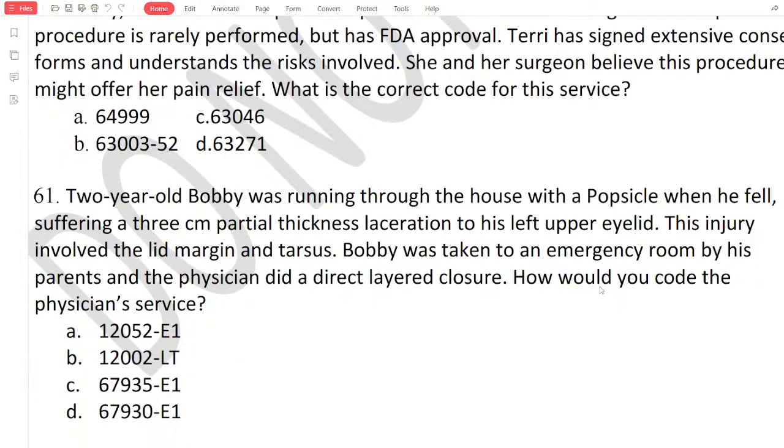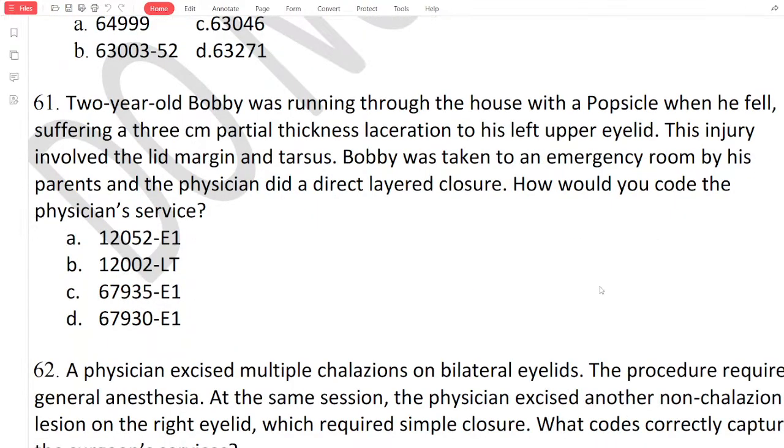61. Two-year-old Bobby was running through the house with a popsicle when he fell, suffering a 3 centimeter partial thickness laceration to his left upper eyelid. This injury involved the lid margin and tarsus. Bobby was taken to an emergency room by his parents, and the physician did a direct layered closure. How would you code the physician services? Also, in the options, you can see E1, LT. So, LT means left.